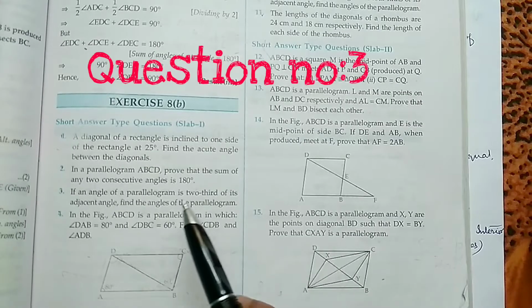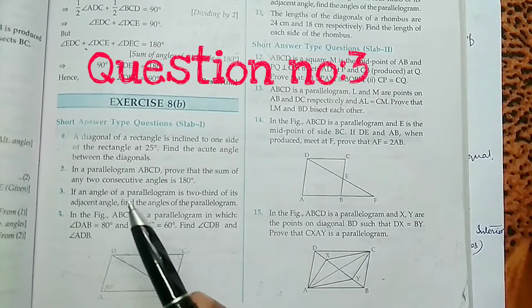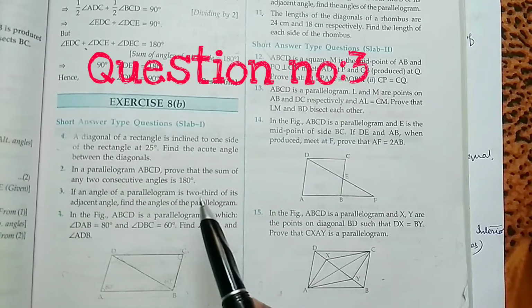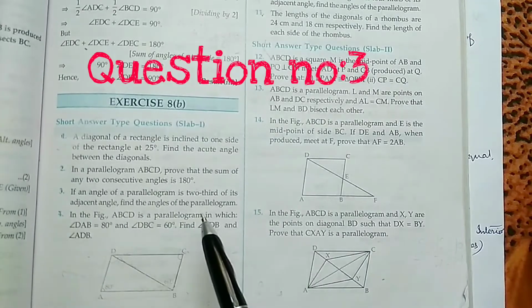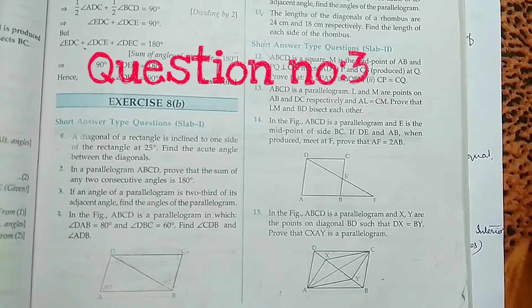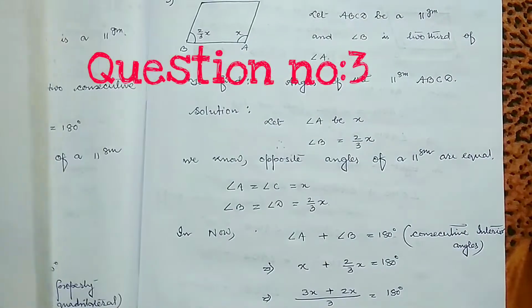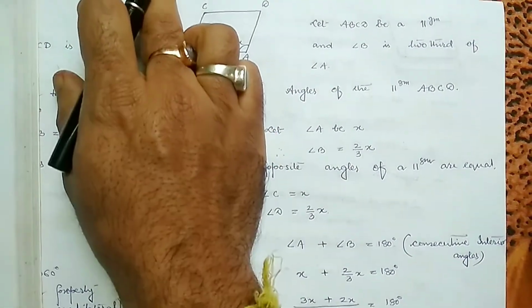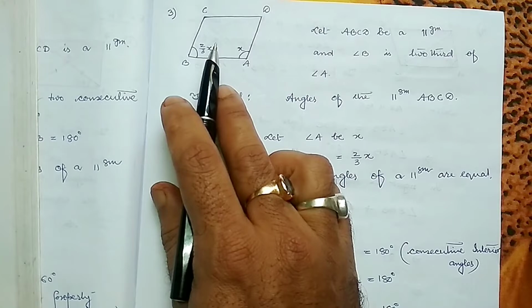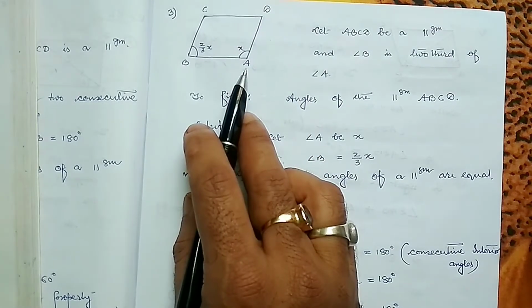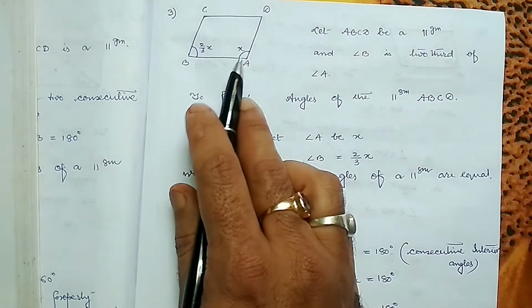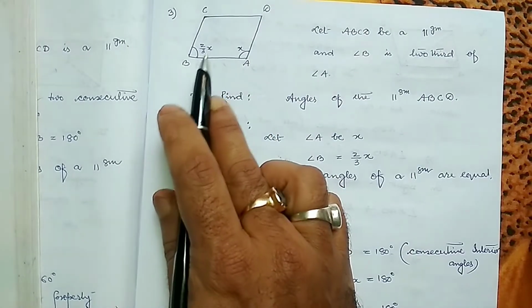Let me discuss question number 3. If an angle of a parallelogram is 2/3 of its adjacent angle, find the angles of the parallelogram. Now let me discuss the sum. Here, let ABCD be a parallelogram, and it is given that of two adjacent angles, one angle is 2/3 of the other. Let angle A be x, then angle B will be 2/3 x.